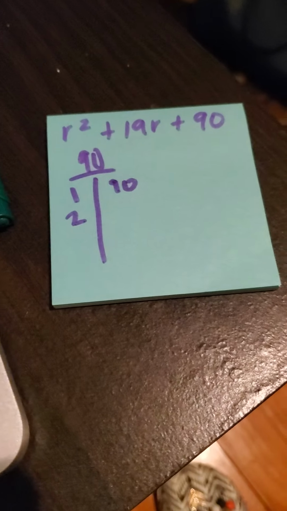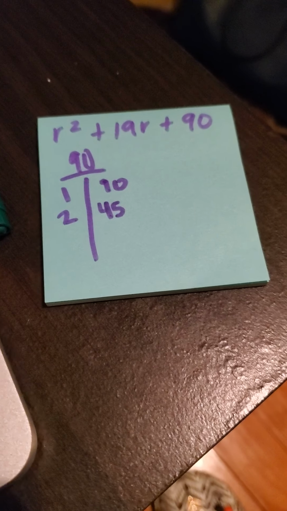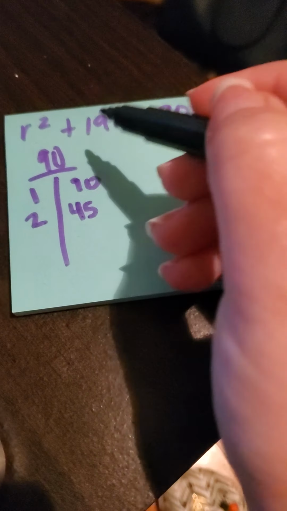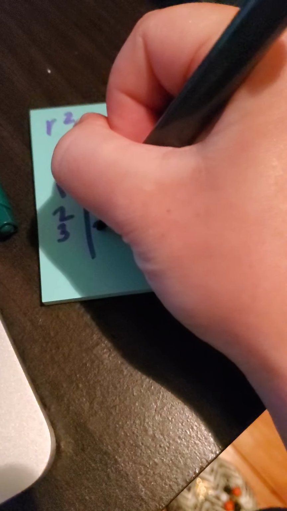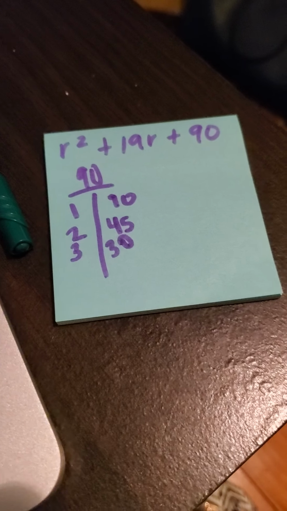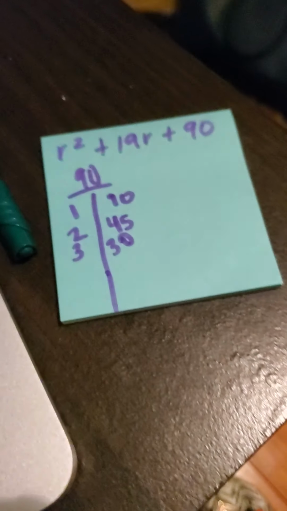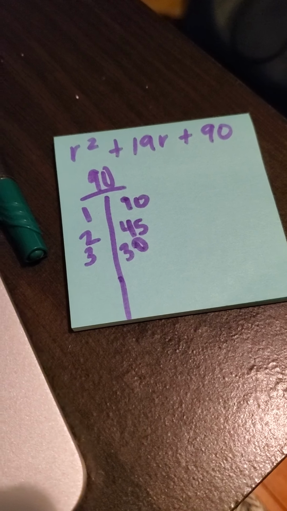So I'm going to try 2. I can do 90 divided by 2, which is 45, and 2 plus 45 is 47. It's not 19, so I have to keep on going. I'm going to try 3. 3 times 30 is 90, but 3 plus 30 is 33, not 19, so I got to keep going. I can try 4 next, and 4 does not go into 90.